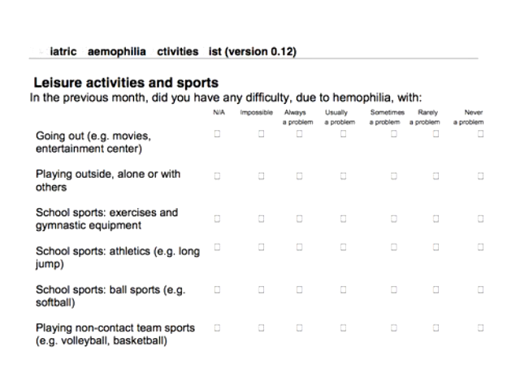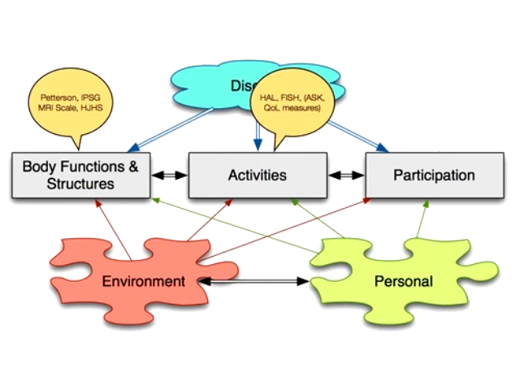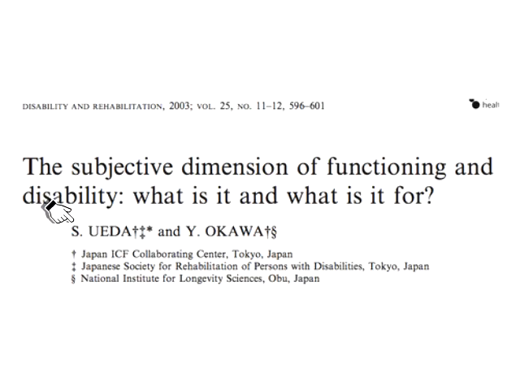And that leads me to the measurement of participation. So we do have tools like the HAL and other quality of life tools that are disease-specific that have some aspects of participation measured, but I'd like to argue that we're not quite there yet for participation. Now, Ueda and Okawa, Japanese rehabilitation specialists who have been great thinkers in this area, published a paper in 2003 called The Subjective Dimension of Functioning: What Is It and What Is It For? Discussing this issue of social participation.